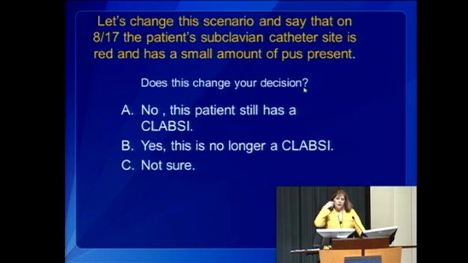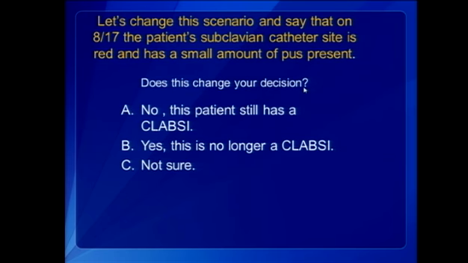Okay, let's change the scenario and say that on the 17th, the patient's subclavian catheter site is red and has a small amount of pus. Does this change your decision? You can say, nope, they still have a CLABSI, or yes, it's no longer a CLABSI. The correct answer is that this is still a CLABSI.